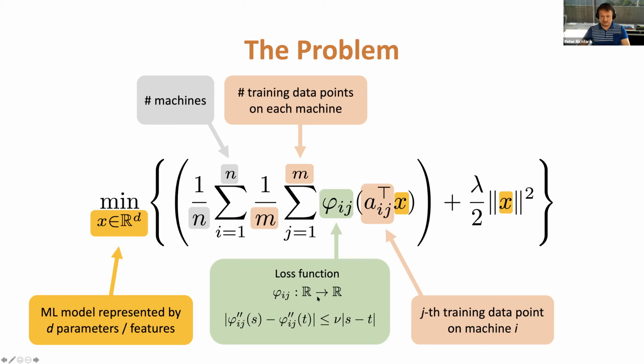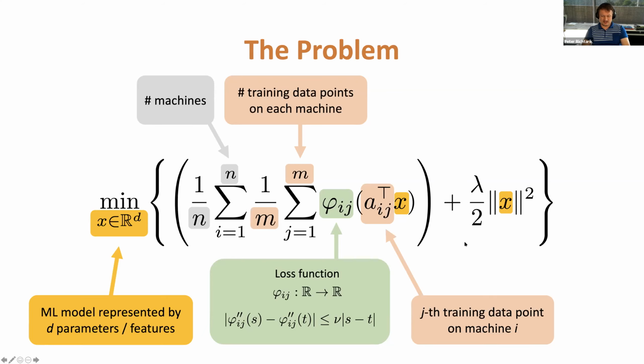These loss functions will be well behaved. In the initial part of the talk, I just assumed that these are some smooth enough functions. At some point, I'll assume convexity as well, or strong convexity. So again, there are training data points, A_ij. i means the ith machine, j means the jth data point.